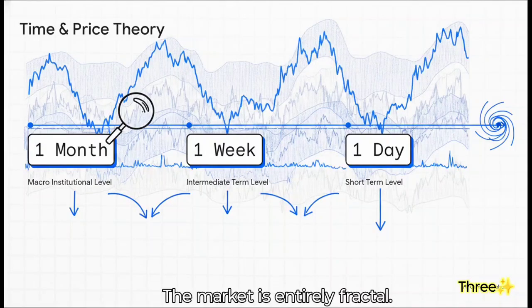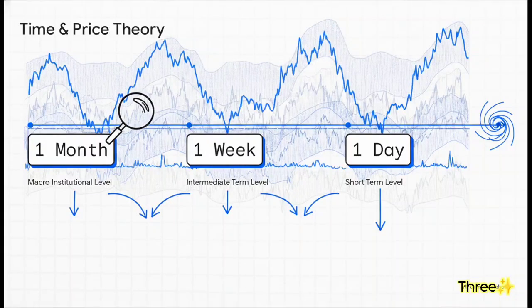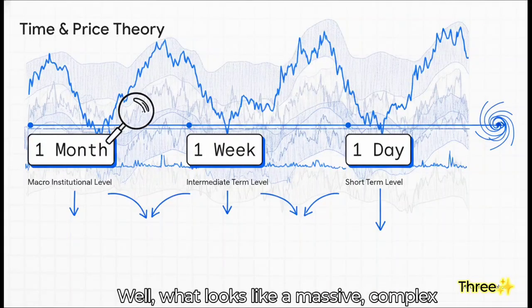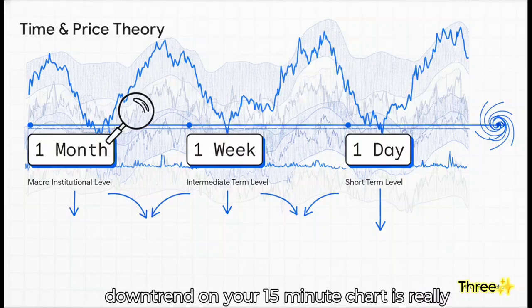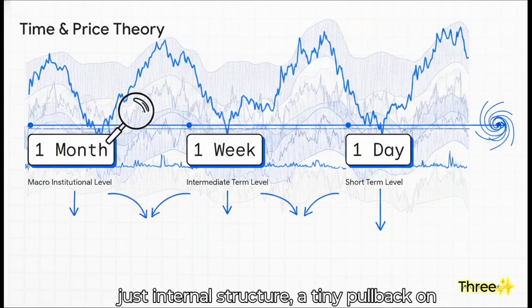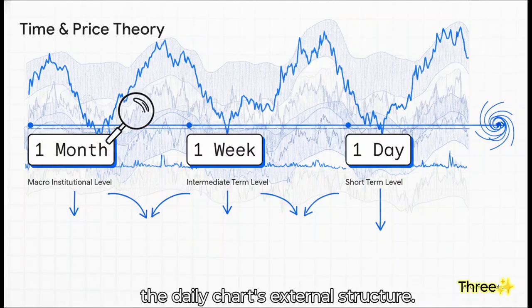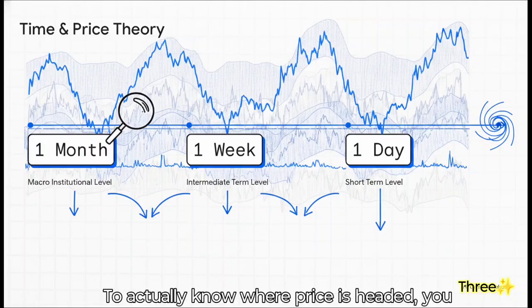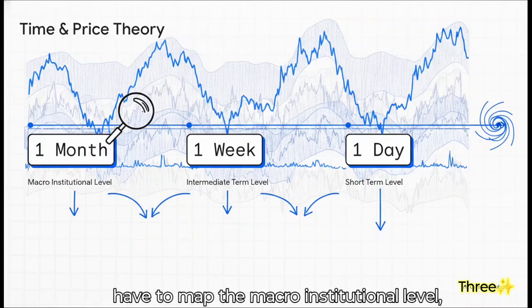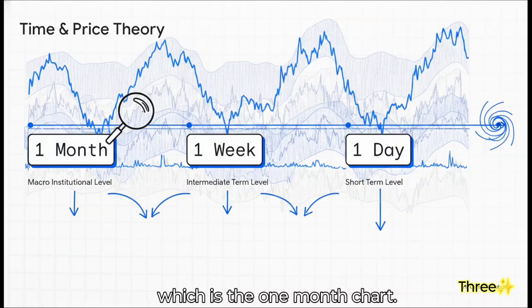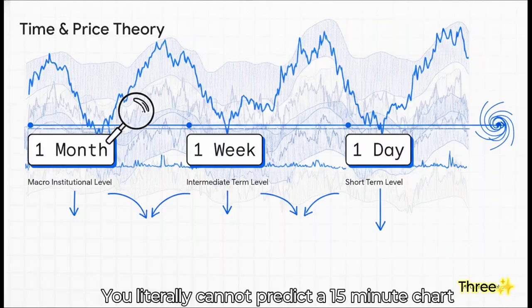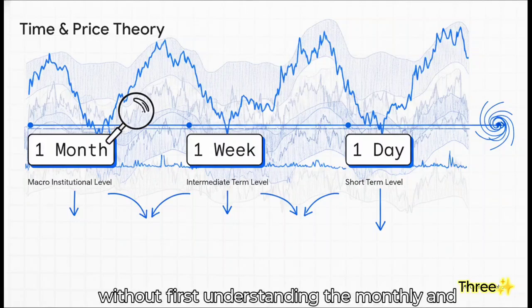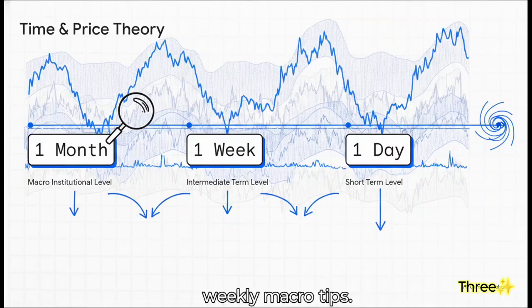The market is entirely fractal. What does that mean? Well, what looks like a massive, complex downtrend on your 15-minute chart is really just internal structure, a tiny pullback on the daily chart's external structure. To actually know where price is headed, you have to map the macro institutional level, which is the 1-month chart. That dictates the intermediate level of the 1-week chart, which trickles right down to the 1-day short-term level. You literally cannot predict a 15-minute chart without first understanding the monthly and weekly macro directives.